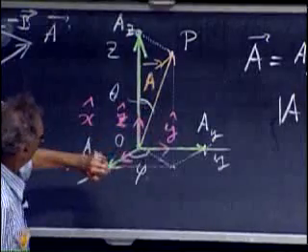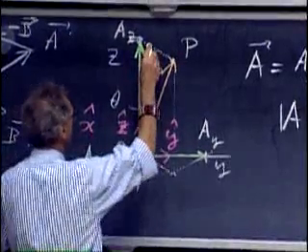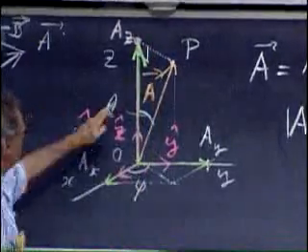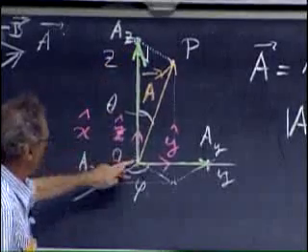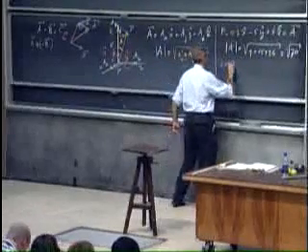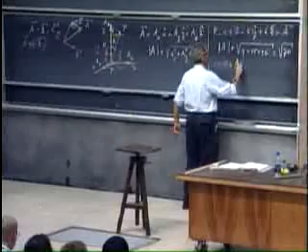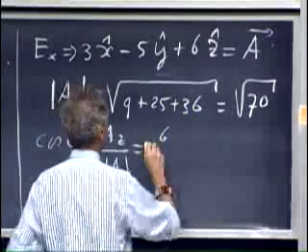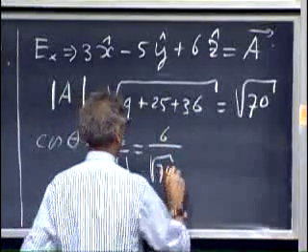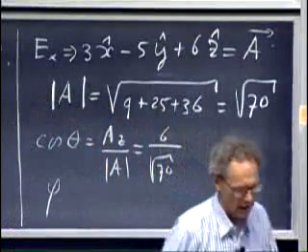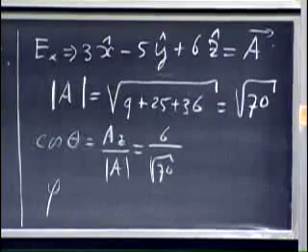Well, the cosine of theta, see this angle here, 90 degrees, projection. So the cosine of theta is A of z divided by A itself. So the cosine of theta equals A of z divided by A itself, which in our case would be 6 divided by the square root of 70. And you can do phi. It's just simply a matter of manipulating some numbers.